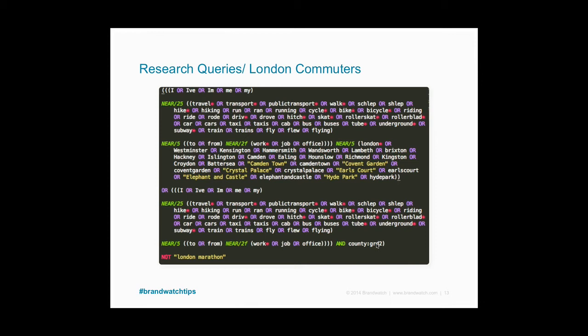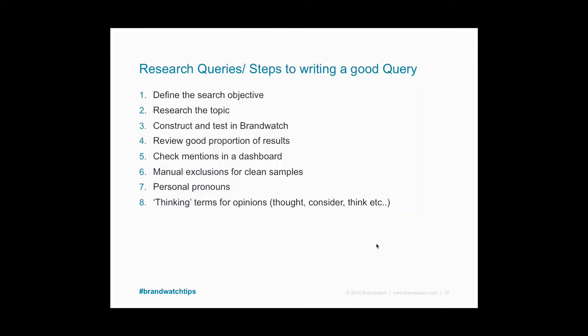Of course, we might pick up some tweets there where somebody is tweeting in London and they work outside of it, but I'm not too worried about that. You're going to get some results maybe that aren't as accurate, but it is definitely going to broaden the capture with your search. So what are the steps to writing a good research query?